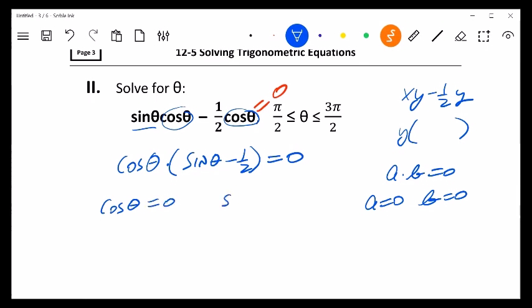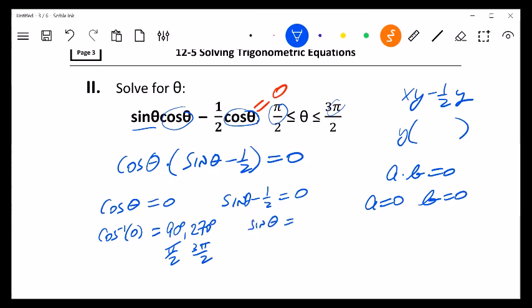Cosine of theta is equal to 0, or the sine of theta minus 1/2 is equal to 0. So let's solve for that. Cosine equals 0. What are the places where that's true? Oh, and we're dealing with radians here, so we can do angles and then replace it or not. So the cosine is 0 at 90 degrees and at 270 degrees, which is pi over 2 and 3 pi over 2. For this one, we'll add 1/2 to both sides.